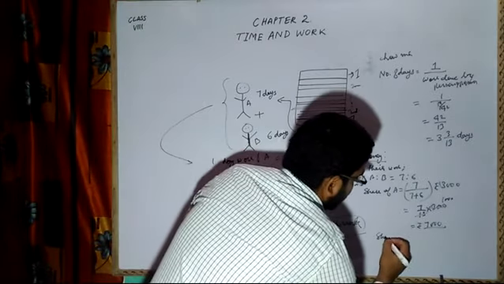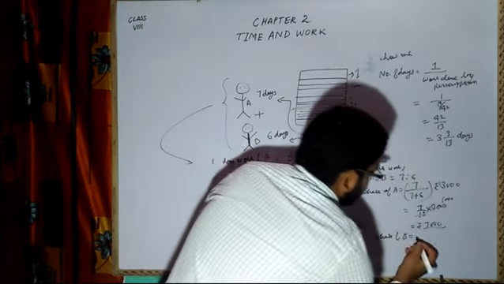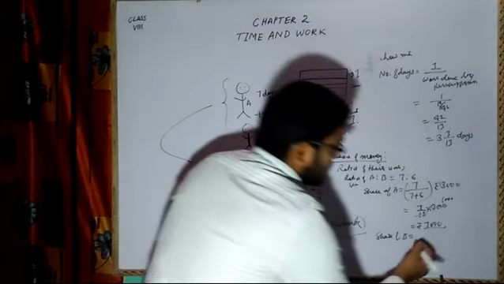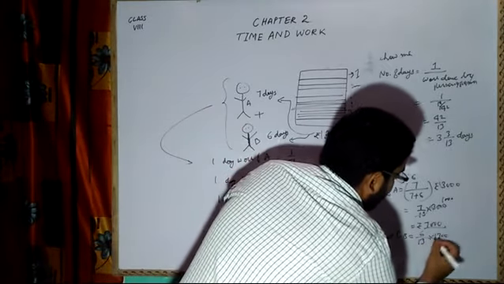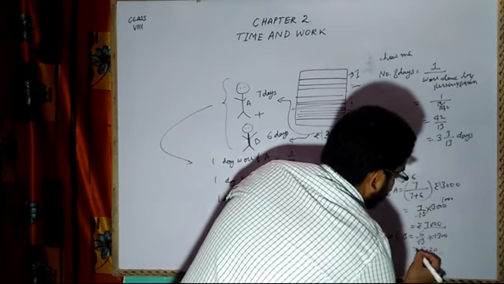Share of B, how much hissa, that is part, is equal to 6 by 13 into 13,000. That means he will take 6,000 rupees.